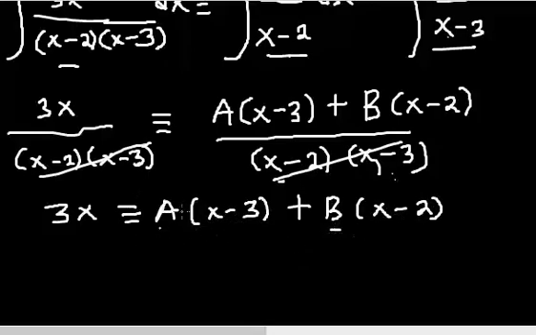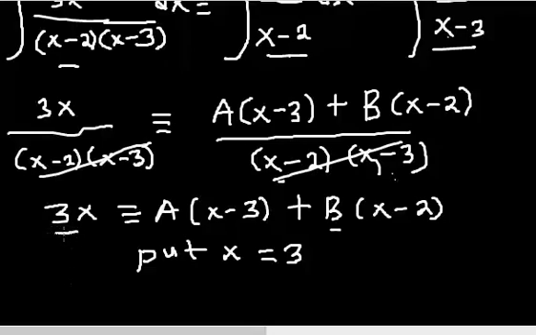Okay, I will eliminate a by making the bracket that's attached to a to be 0. So how do I do that? I will do that by putting x equal to 3. If I put x equal to 3, this bracket is going to be 3 minus 3, which is 0. Okay, so let's do that.